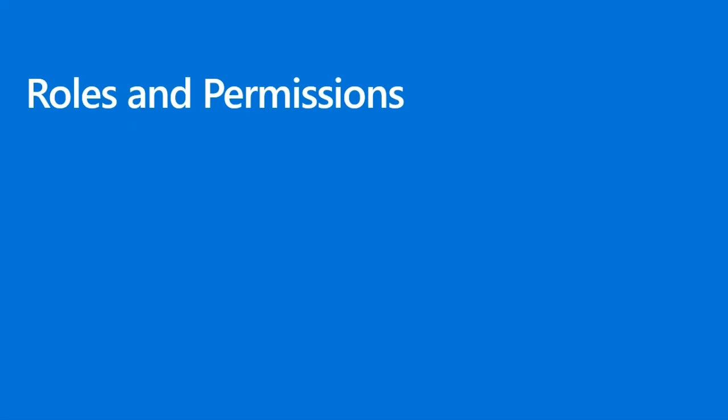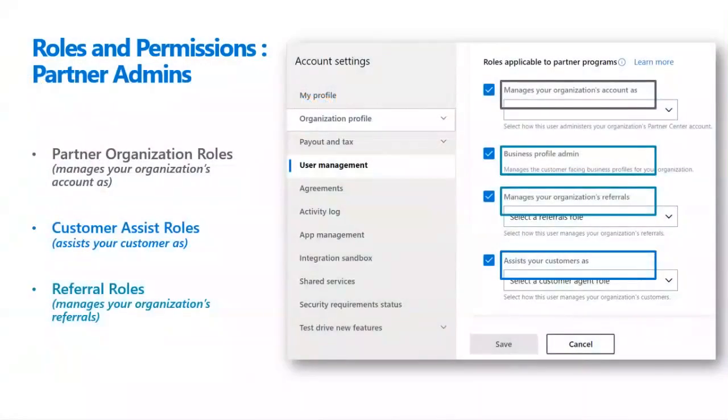So let's get started with roles and permissions. Roles and permissions in Partner Center can be divided into two broad categories: managing partner admins and managing customer users. Further, partner admins are divided into partner organization roles, customer assist roles, and referral roles, after which we would be discussing managing customer users.